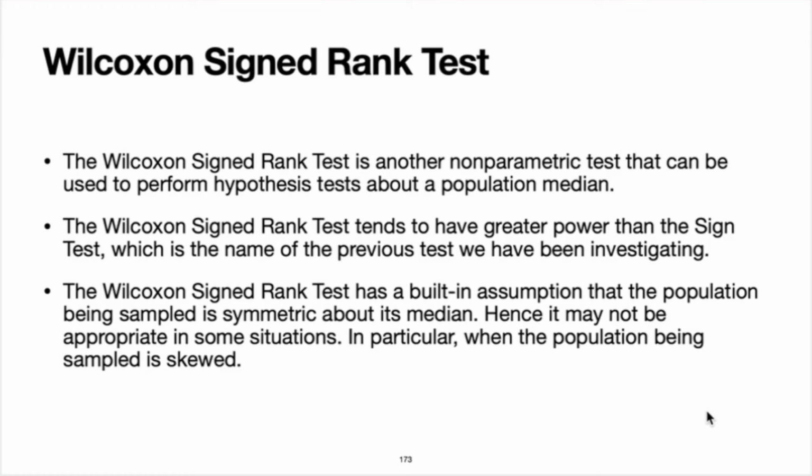So that's one of the nice things about the sign test: it's so broadly applicable. There are no built-in assumptions that restrict its usage when we go to apply it. Now, on the other hand, the Wilcoxon signed rank test does have a built-in assumption that limits its applicability in some ways. That built-in assumption is that the distribution that we're sampling from is symmetric. In particular, that would imply that it's symmetric about its median.